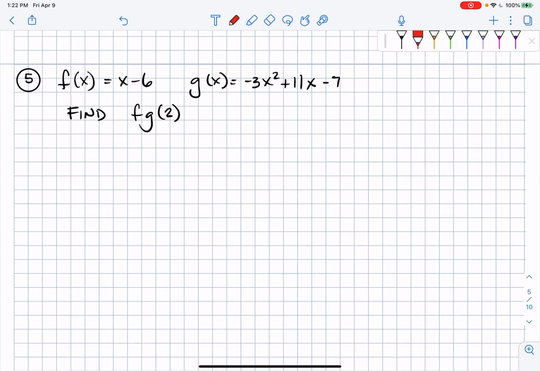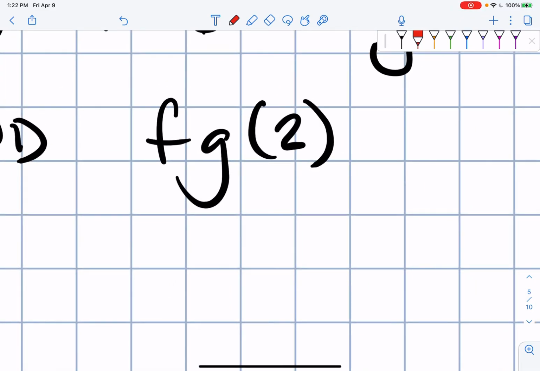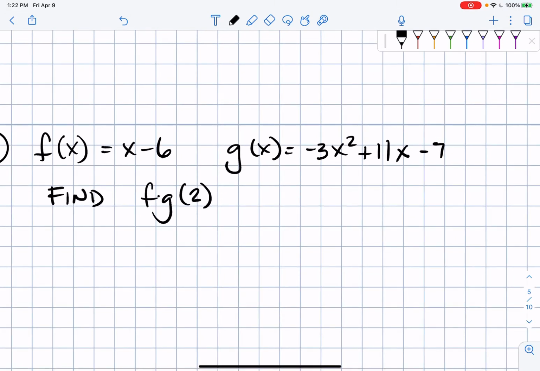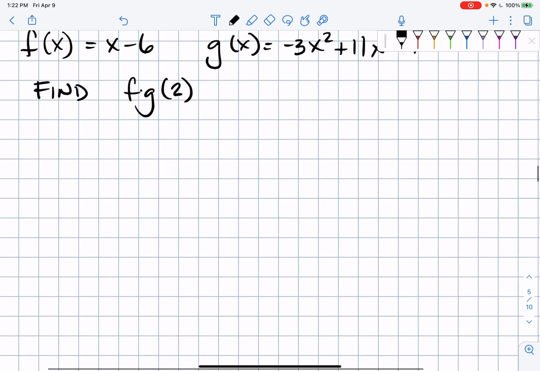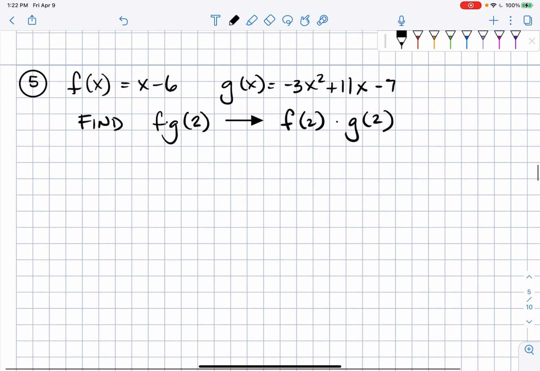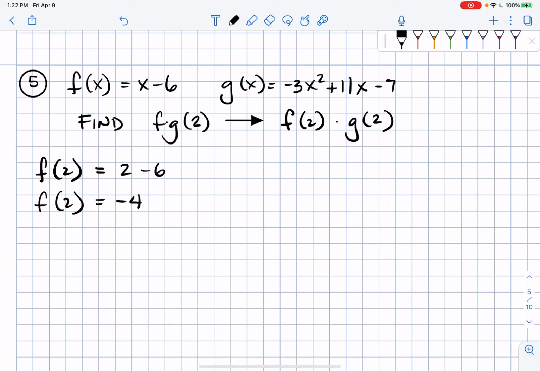Number 5. All right, so I got to find fg of 2. So when there is no dot in the middle, it means that it's going to be multiplication, okay? And the nice part is that this also means that I'm taking f of 2 and multiplying by g of 2. There we go, okay? So let's find the 2. What is f of 2? So f of 2 is equal to 2 minus 6. So f of 2 is equal to negative 4.